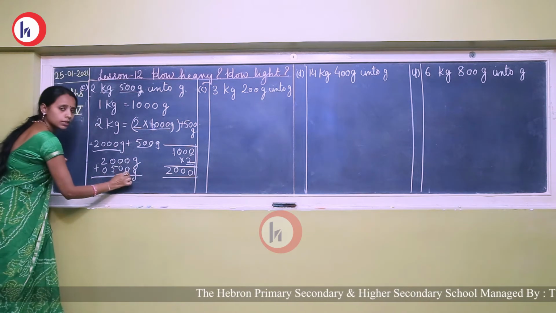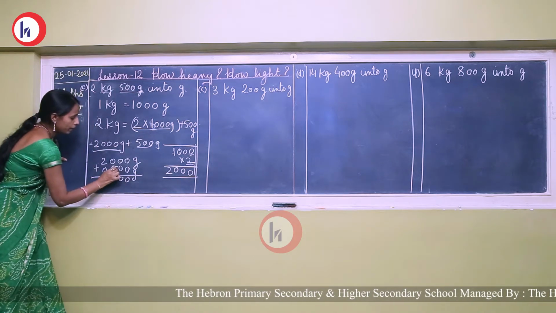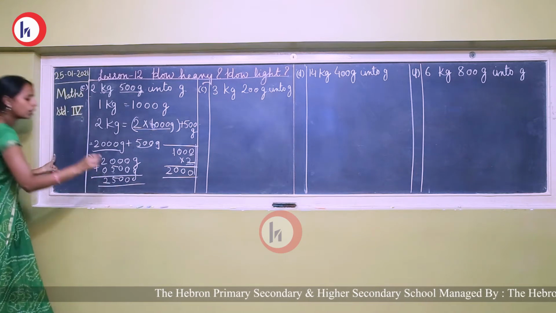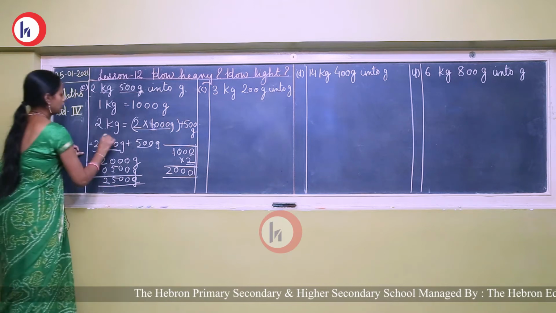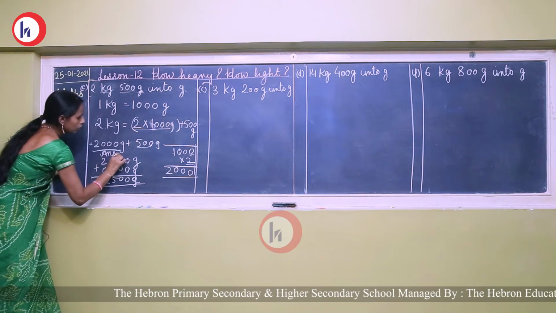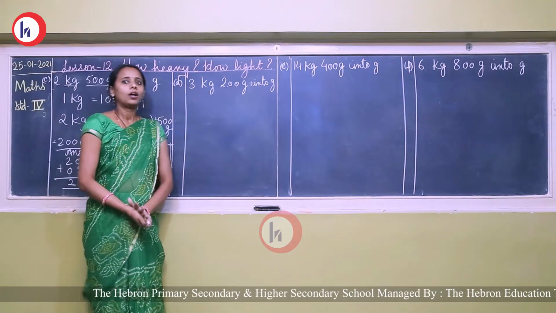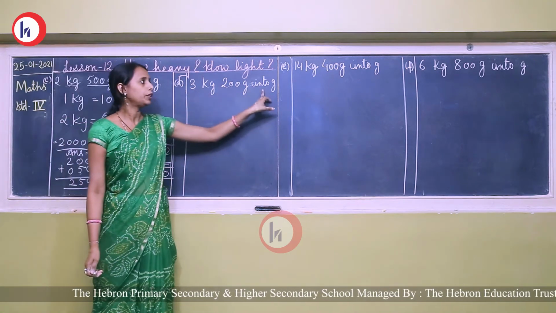Okay, now 0 plus 0, 0, then 0 plus 0, 0, and 0 plus 5, 5, 2 plus 0, 2. Answer is 2500 gram. Okay, student, next question is 3 kilogram 200 gram into gram.